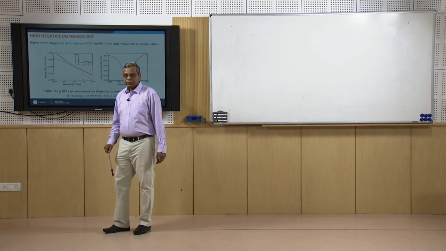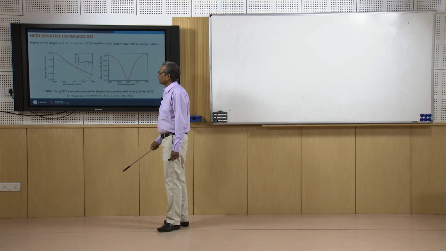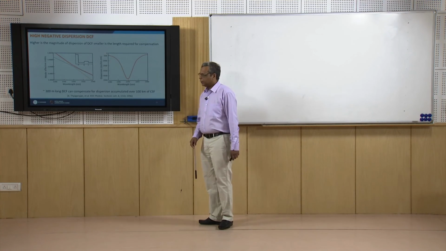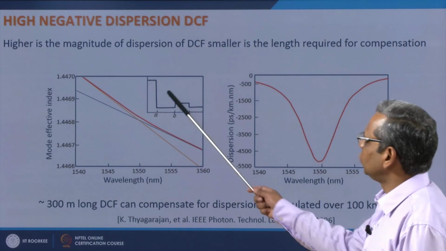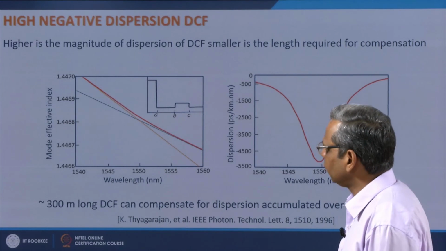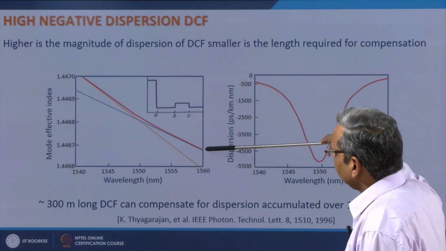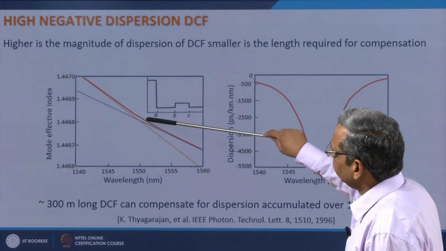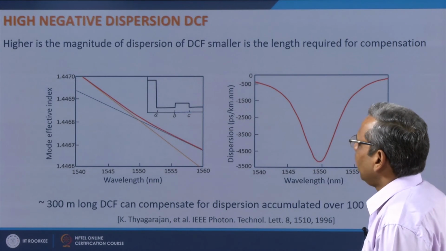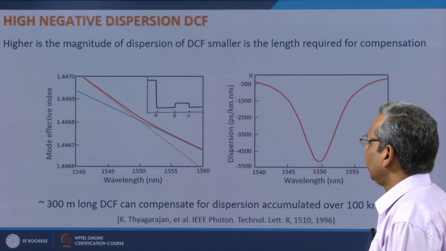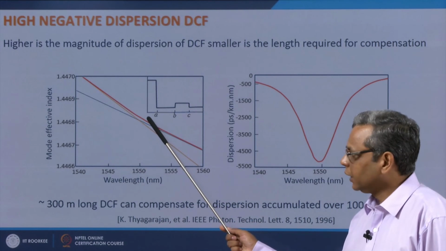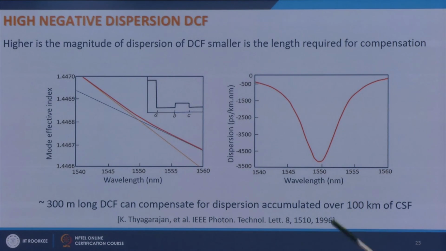How do you achieve this kind of dispersion? There is a design given by Tyagarajan in 1996, where they have used this dual core fiber, and this particular fiber gives you the effective index as a function of wavelength, something like this, which makes a turn somewhere here, and the curvature changes here, and because of the change in curvature at this point you will have very high value of the second derivative of effective index, which gives you very large negative dispersion.